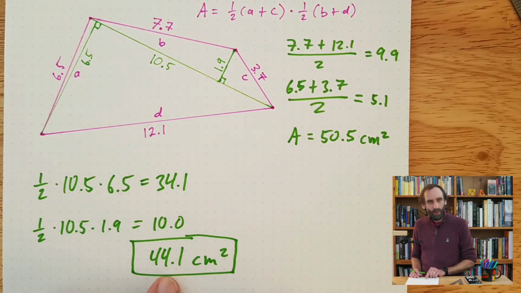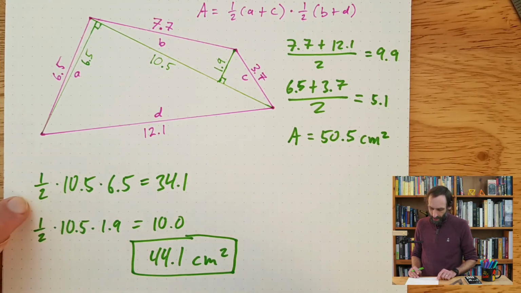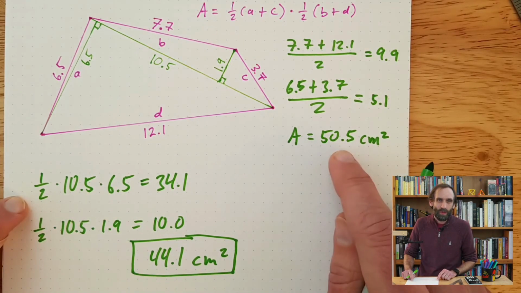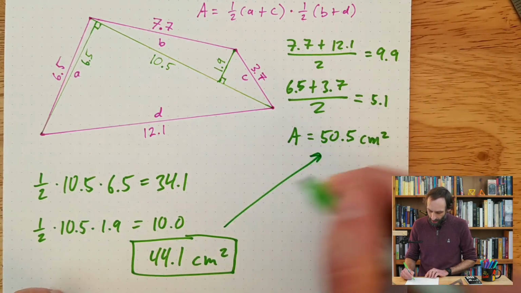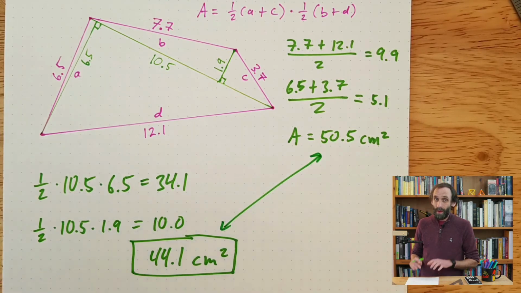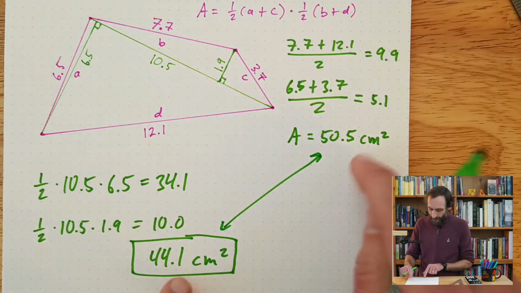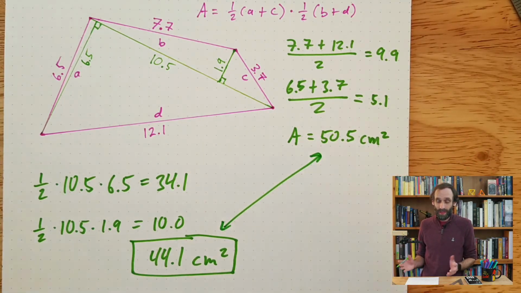We got 44.1 square centimeters using this method, and we got 50.5 square centimeters using this method. These answers are quite a bit different. More than, we can't just chalk this up to like a rounding error. This is a difference. It's over 10% difference.